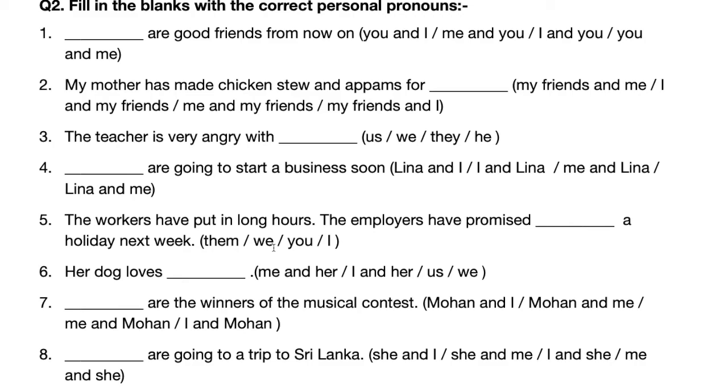Her dog loves me and her, I and her, us, we. Her dog loves us. Dash are the winners of the musical contest. Mohan and I, Mohan and me, and Mohan, I and Mohan. Mohan and I are the winners of the musical contest. Dash are going on a trip to Sri Lanka. She and I, she and me, I and she, me and she. What will it be? She and I are going on a trip to Sri Lanka. Let us take up some more exercises.